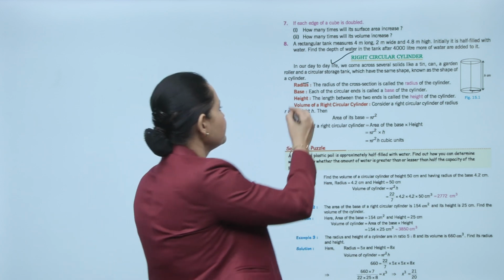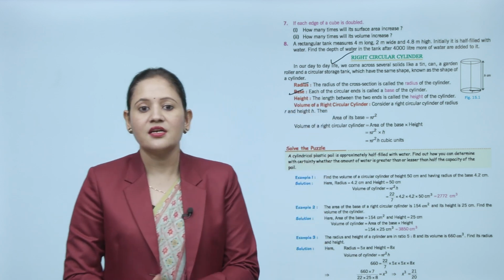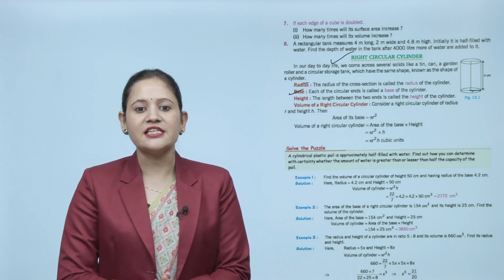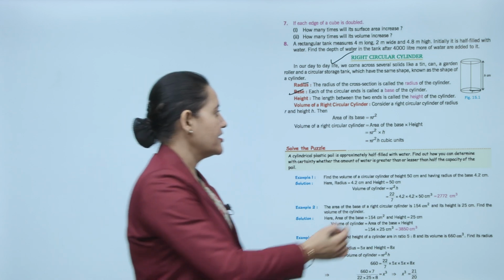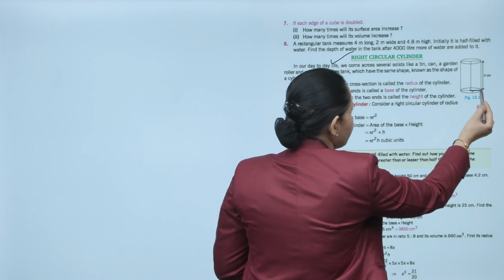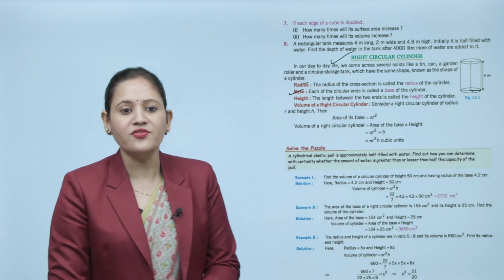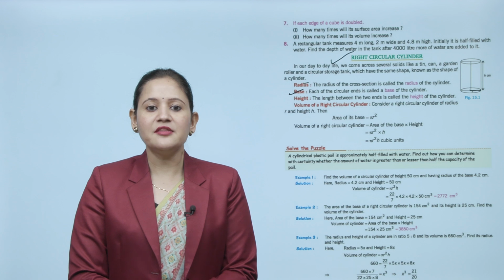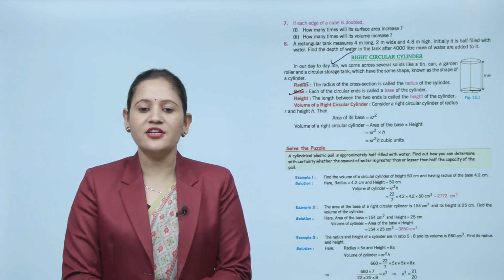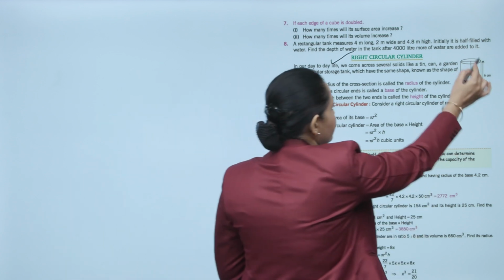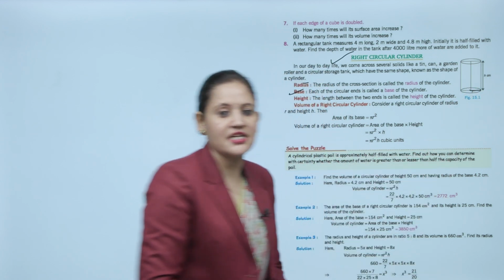Next, base. Each of the circular ends is called the base of the cylinder. This circular end is called the base of the cylinder. Height. The length between the two ends is called the height of the cylinder. This H given is the height of the cylinder.